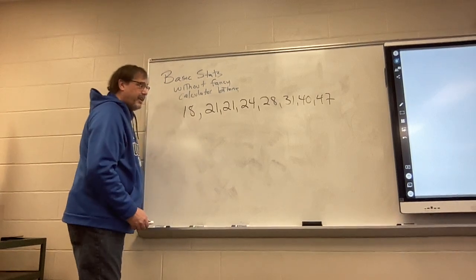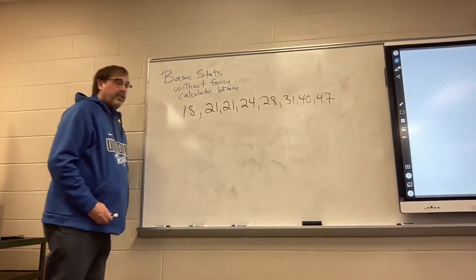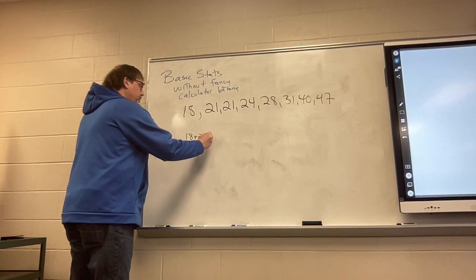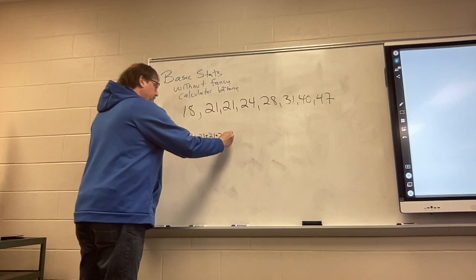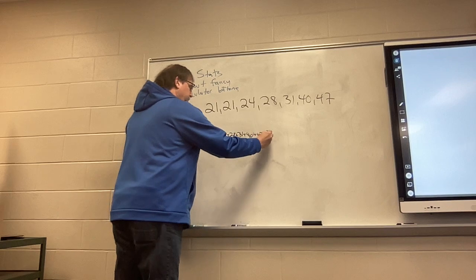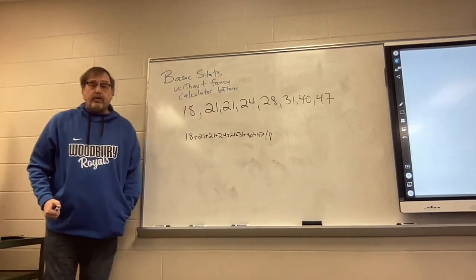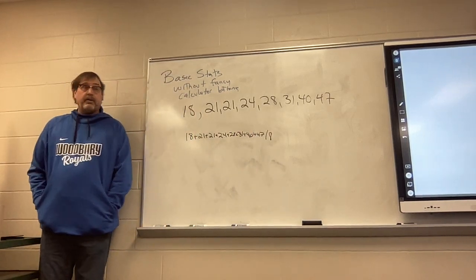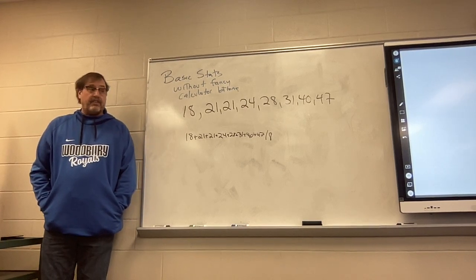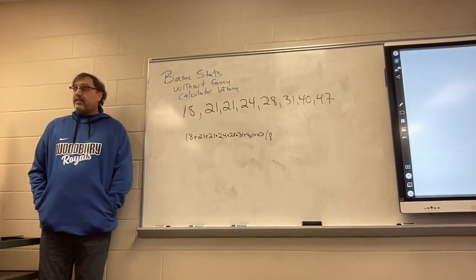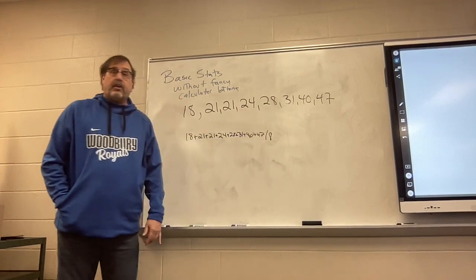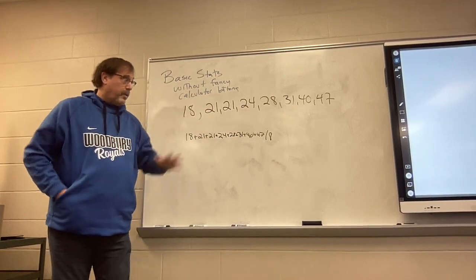When you're using your calculator, don't type in 18 plus 21 plus 21 plus 24 plus 28 plus 31 plus 40 plus 47 divided by 8. Why will you get the wrong answer? The calculator knows the order of operations. It would divide 47 by 8, then add all the rest. So don't do it that way.